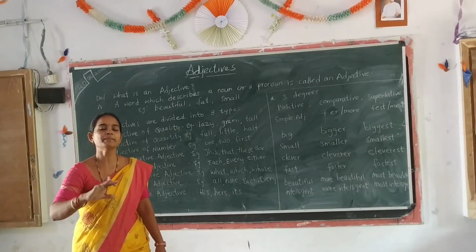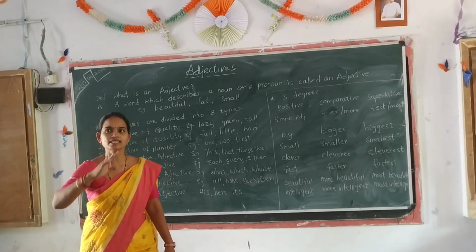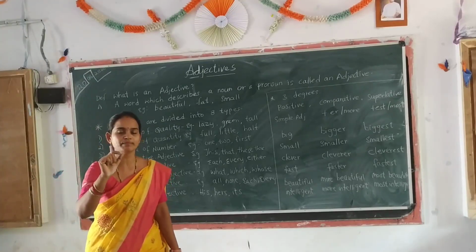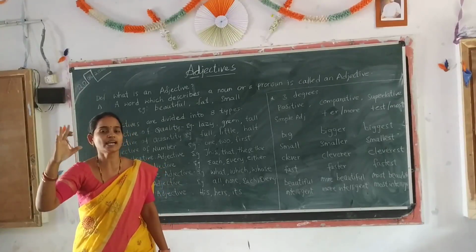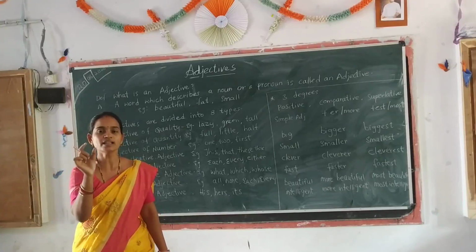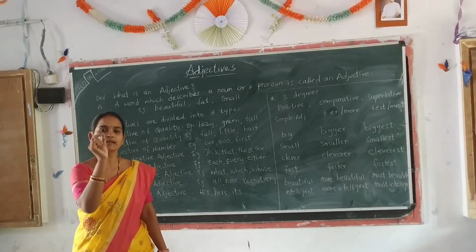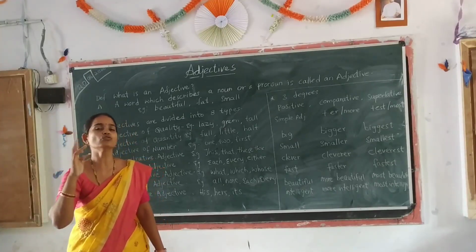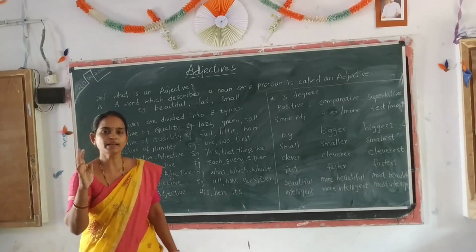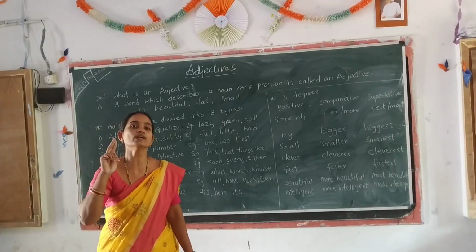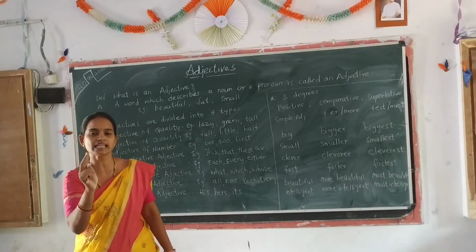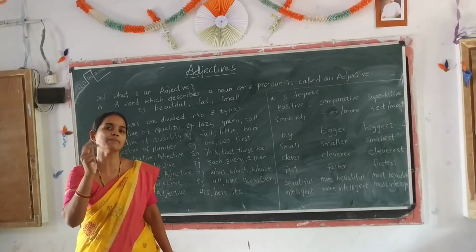Okay. This is a big building. So here what is the adjective? Big. Because it is saying about the size of the building. So here the big is describing the building. Like that, I have two pens. How many pens? I have two pens. Here, two is the adjective. Why? Because two is describing pens. That is the number we have.